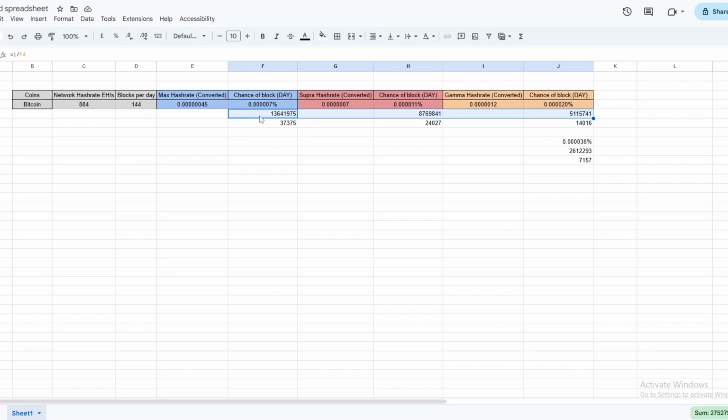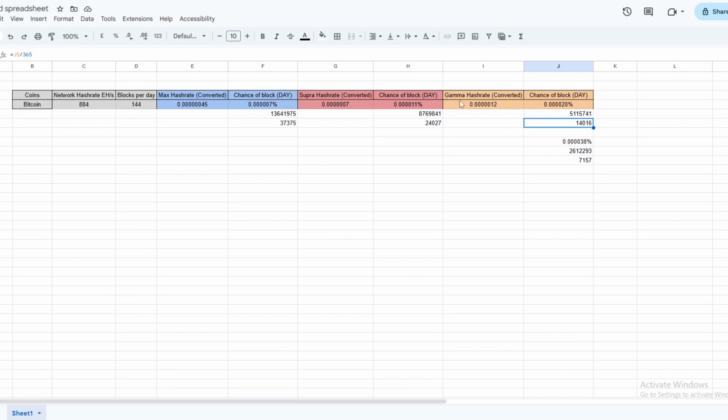And then to get that into a yearly figure, you would just divide this number that we have here by 365 to give us the 1 in yearly comparison. So 1 every 37,000 years on the max, 1 in 24,000 years on the supra, and 1 in 14,000 years on the gamma.